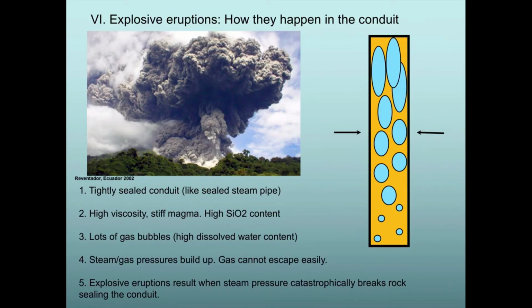You have lots of gas bubbles, so you have a lot of steam pressure to begin with. The steam and gas pressures can build up, but the gas can't escape easily, so this makes the pressures build to extreme degrees inside of that magma. As soon as the magma has enough pressure to break the rock sealing up the conduit, you can get an explosive eruption, lots of ash produced, like this picture of Reventador.